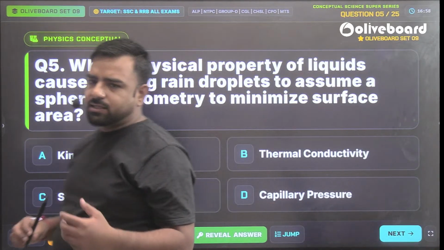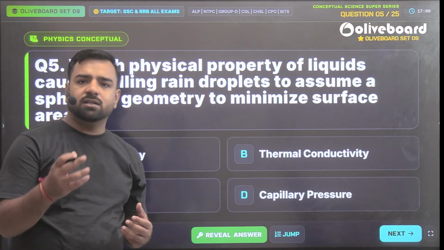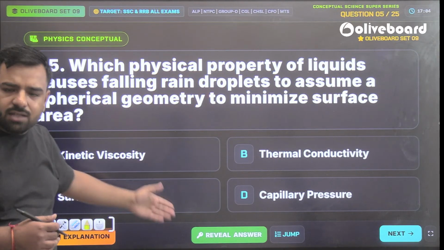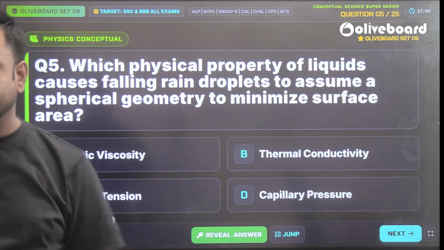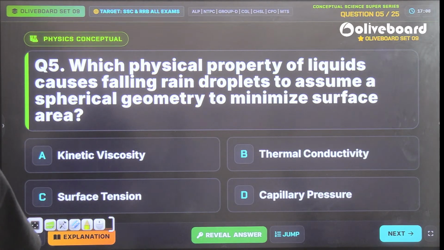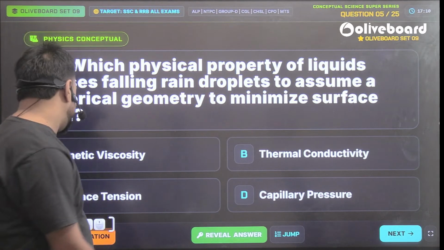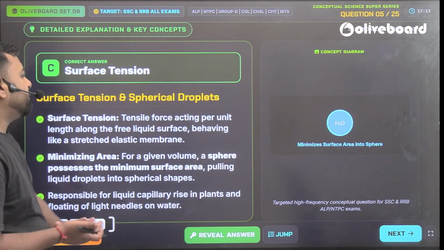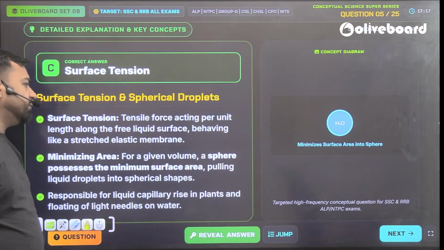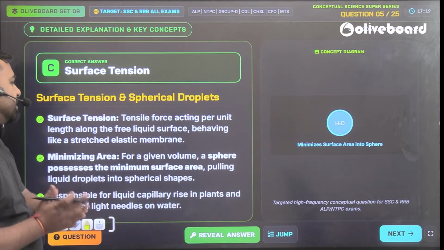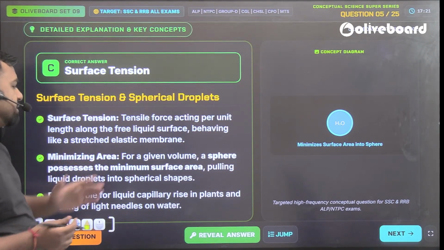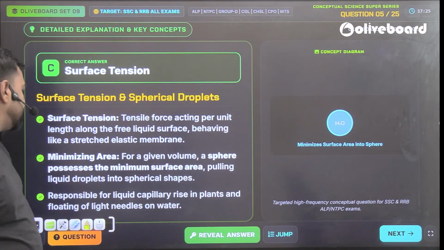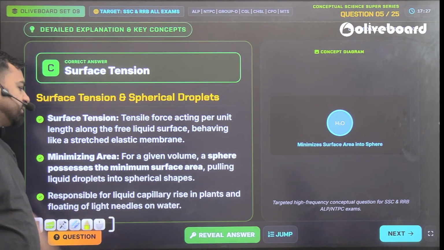So if someone asks you about the clinging of the hairs in a shaving brush, or the question is asked from this part, the answer will be surface tension. So everyone who is going with C, that is surface tension, you are absolutely correct. See, tensile force acting per unit length along the free liquid surface, behaving like a stretched elastic membrane, is used for minimizing the area. So for a given volume, a sphere possesses the minimum surface area, pulling the liquid droplets into the spherical shape.